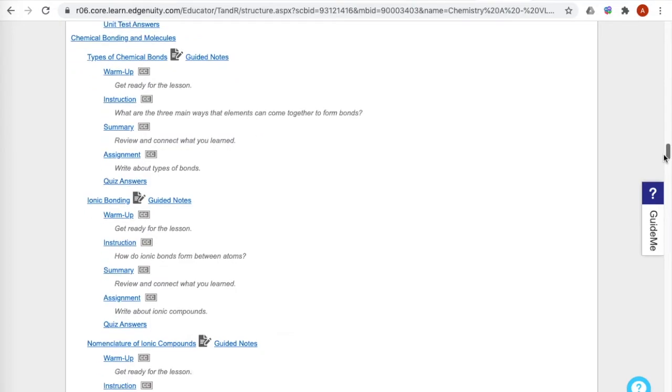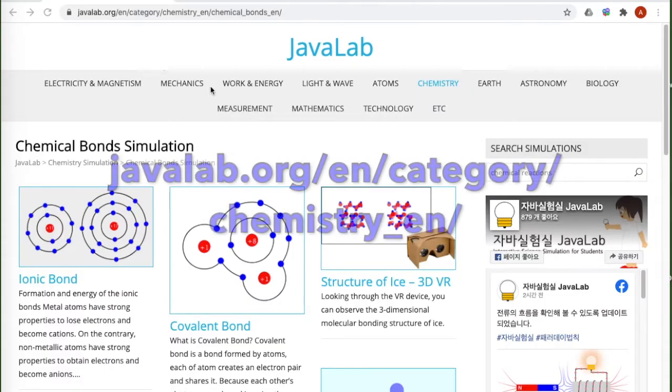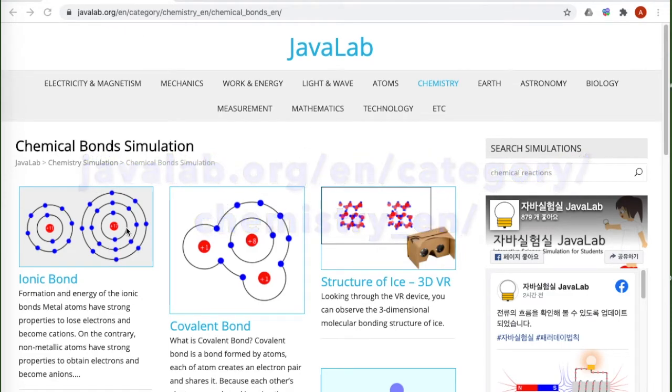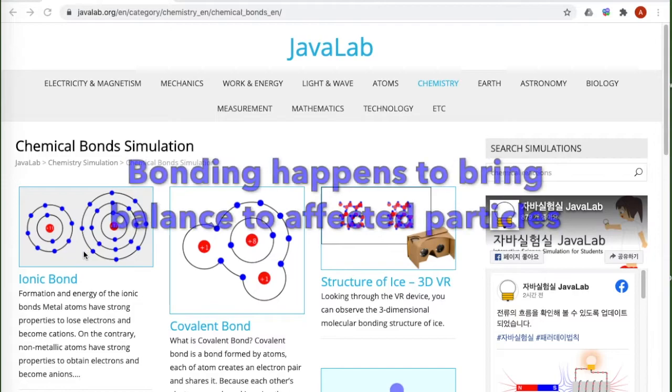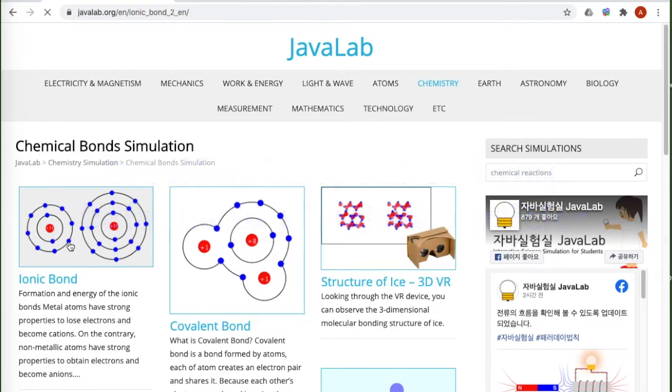Chemical bonding in molecules. We have types of chemical bonds, ionic bonding. Just wanted to show you where you see some of this stuff. So this is javalab.org. Ionic bonding and covalent bonding are the two most commonly talked about types of bonds. So let's take a look at this simulation for ionic bonding.